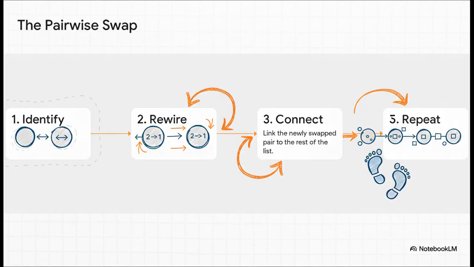So how do you do it? It's a pretty methodical process. You look at the first pair of nodes, let's say node 1 and 2. You carefully rewire their pointers so that 2 now points to 1. Then, you have to connect that newly swapped pair back to the rest of the list. Once that's done, you jump ahead 2 spots to the next pair and do the whole thing all over again. It's like a delicate little dance, just carefully rearranging all those connections.